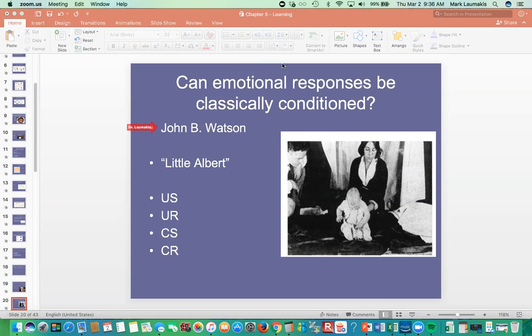So Watson is here in the picture. I'm trying to point to him, and I'm not getting much cooperation. There he is. His assistant, Ms. Rayner, is here. And he works with little Albert at Johns Hopkins University Hospital in the early 1900s to demonstrate whether we can classically condition emotional responses.